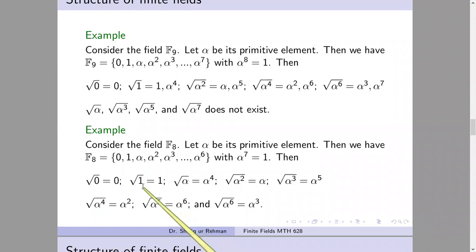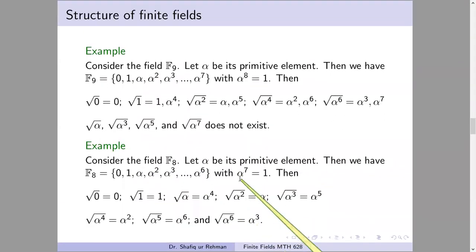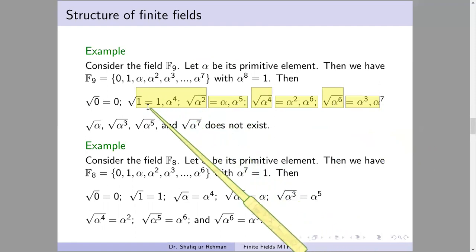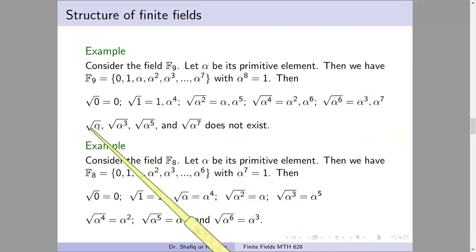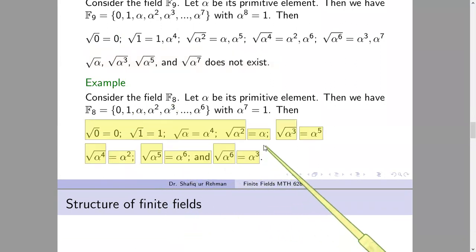Because there is only one element whose square is 1, and there is only one element, alpha power 4, whose square is alpha. You can check this by taking the square of all the powers. So this is an observation that in an odd order field, half of the elements have square roots but not a unique square root. Each element has two square roots and half of the elements do not have a square root. And in an even order field, all the elements have a unique square root.